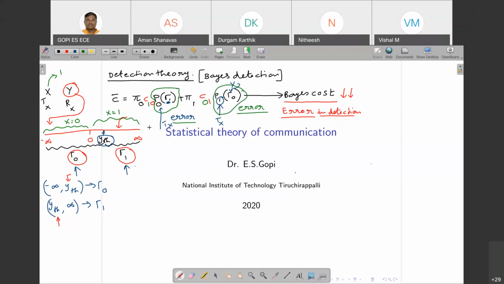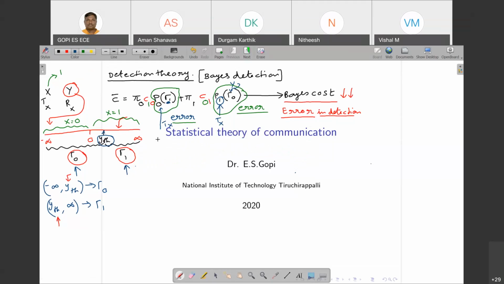In radar terminology, we say that the target is absent. The target is actually not available, but you are declaring that it is available. That is a decision. So what does it mean? It is basically a false alarm. So you are having this false alarm error in that case.